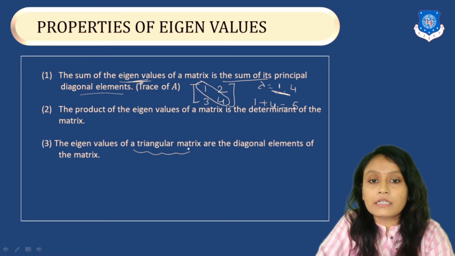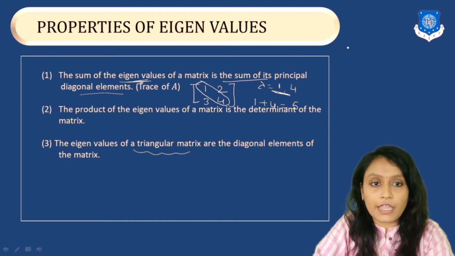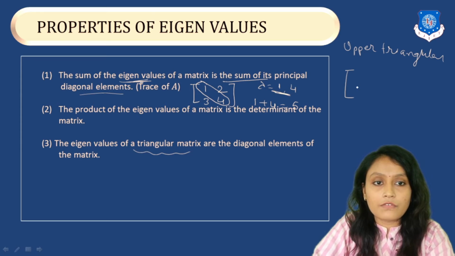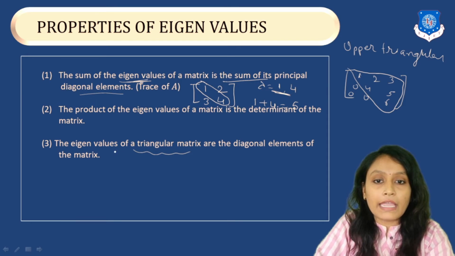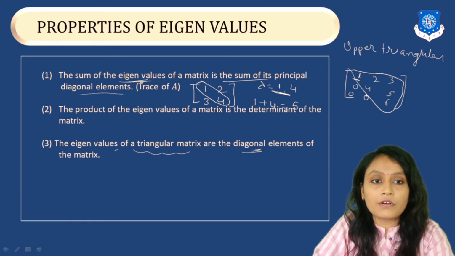Now let's study what a triangular matrix is. There are three types of triangular matrix. The first one is upper triangular. The matrix is of this form. Suppose 1, 2, 3, here we have 4, 5, 6, and here we have 0 elsewhere. Here a triangle is formed like this. This is the upper triangular matrix. Whenever we have such a matrix, the eigenvalues will be the diagonal elements of the matrix. The diagonal elements are 1, 4 and 6. So these become the eigenvalues of the matrix.